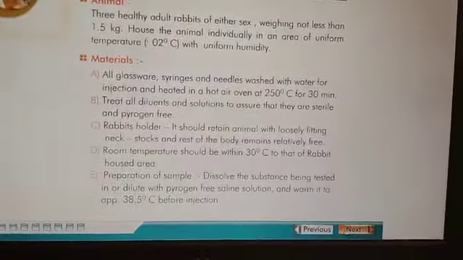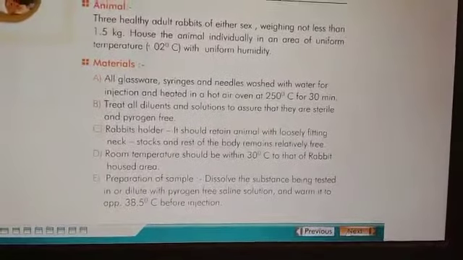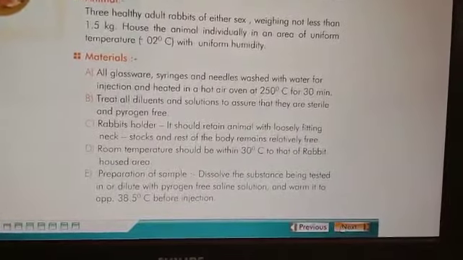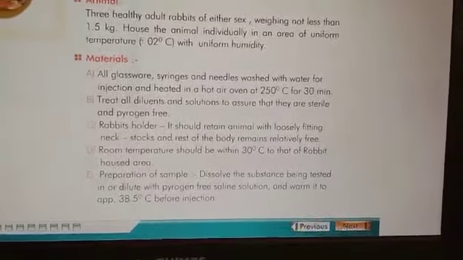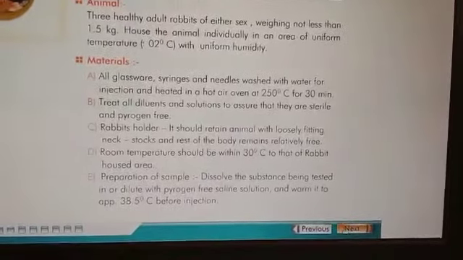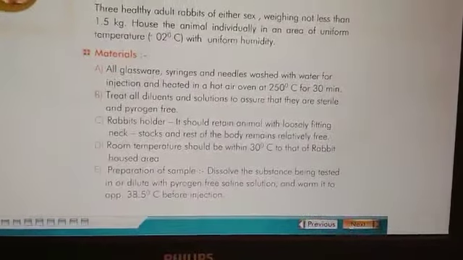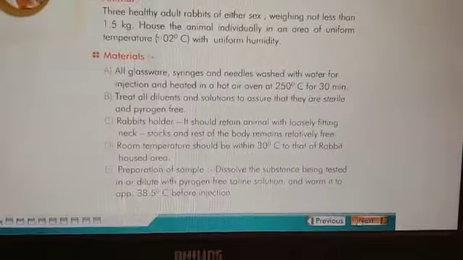It should be sterile. It contains no microorganism. Then the rabbit holder should retain the animal with a loosely fitting neck and shoulder, and the rest of the body should remain relatively free. The room temperature of the rabbit house area should be 30 degrees Celsius.